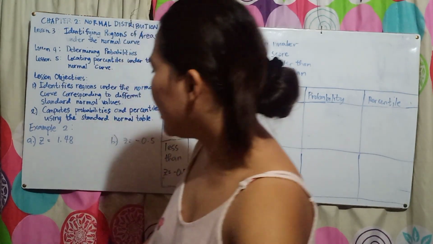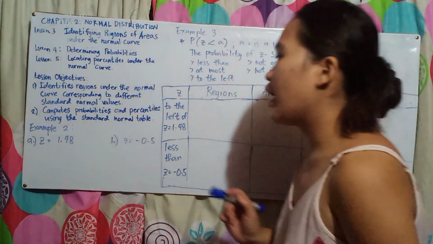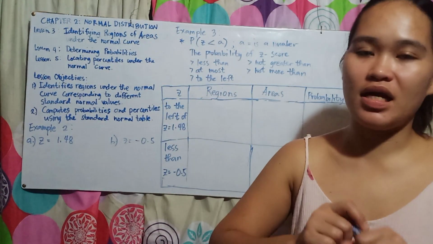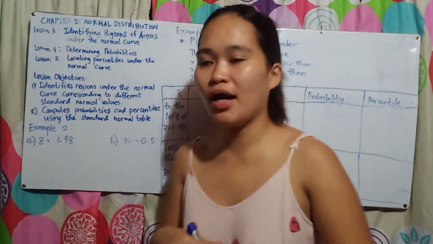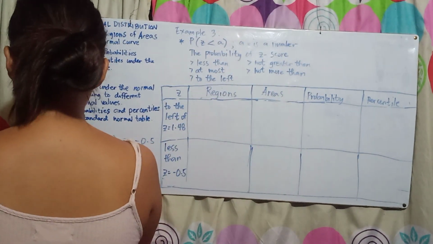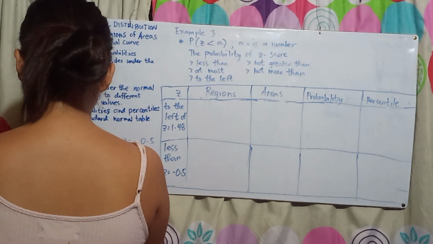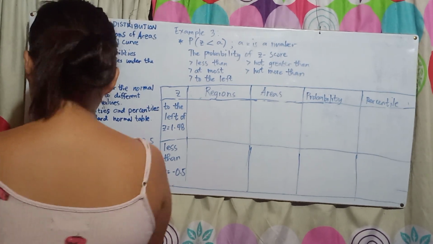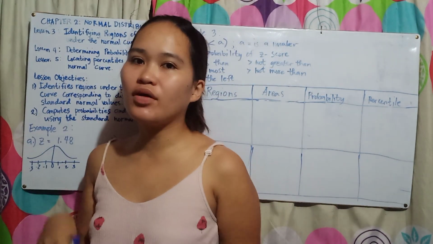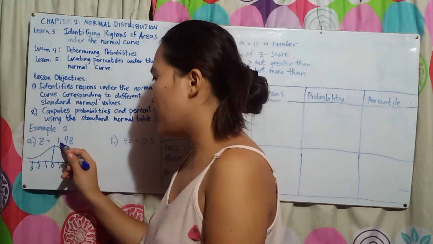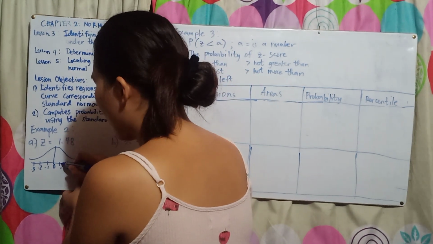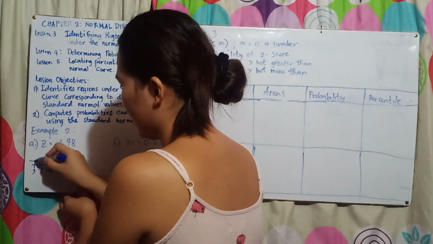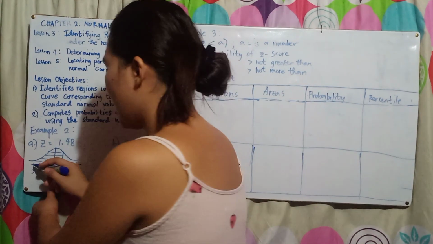Okay, next, example 2. Example 2, letter A, the given is z equals 1.48. So, first, let's illustrate the region on the curve. Okay, so z equals 1.48. We will just locate it. The 1.48 is possibly in this portion, so the shaded region goes toward here.